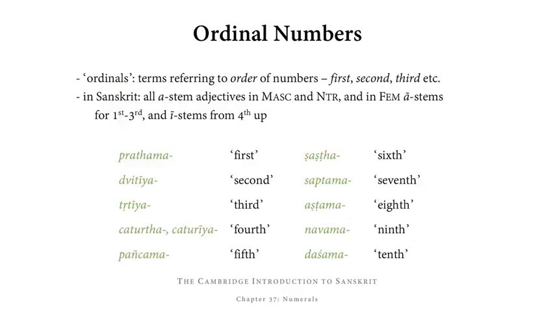Then our ordinal numbers, that's the terms referring to the order of a number, so first, second, third, and so on. In Sanskrit, these are all adjectives that in the masculine and neuter are short a stems, but in the feminines they are long a stems in first, second, and third, and from fourth up they are long i stems. So for example, prathama means first, would in the masculine be prathamah, feminine prathama, neuter prathamam. Shashtha, on the other hand, meaning sixth, would be shashthah for the masculine, shashthi for the feminine, and shashtham for the neuter.